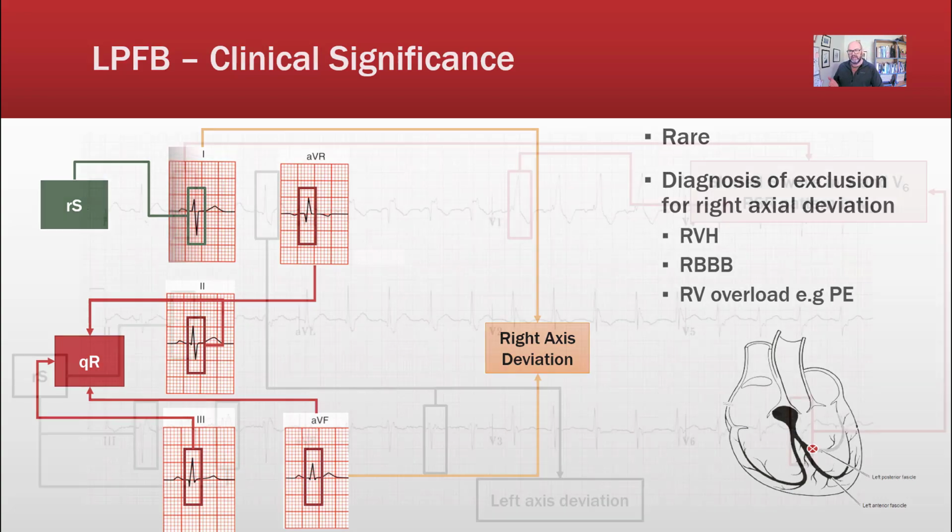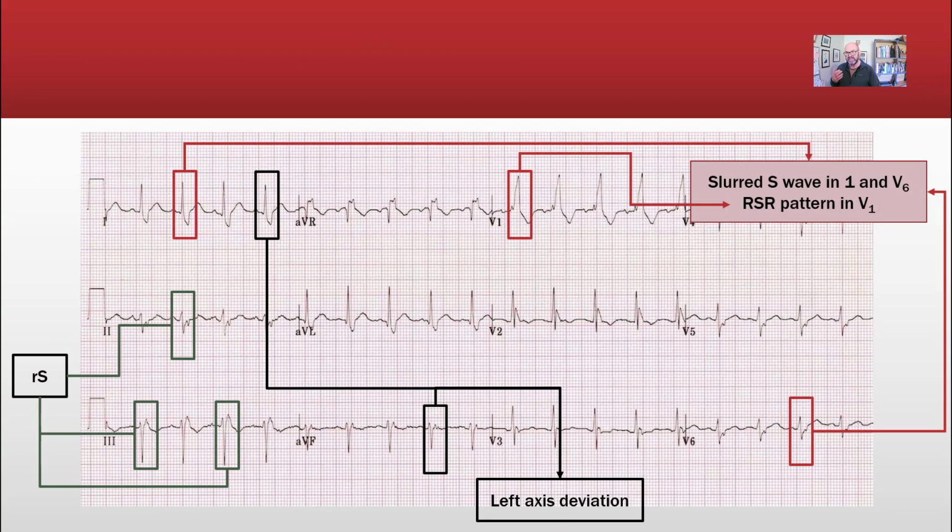One more point to make. People will talk about bifascicular blocks, and generally speaking, what we're talking about is a right bundle branch block that coincides with either a left anterior fascicular block or a left posterior fascicular block.